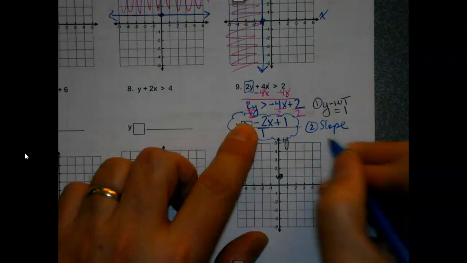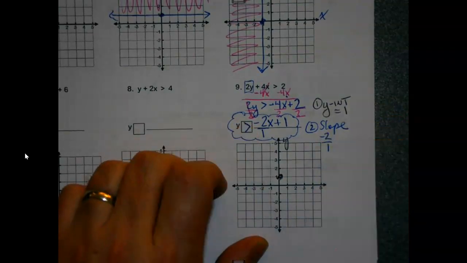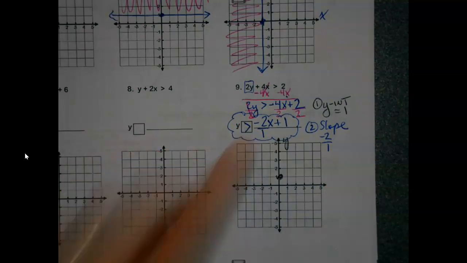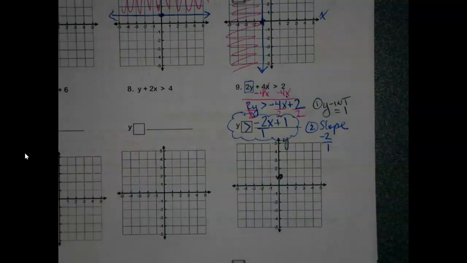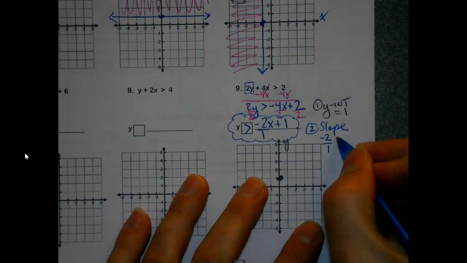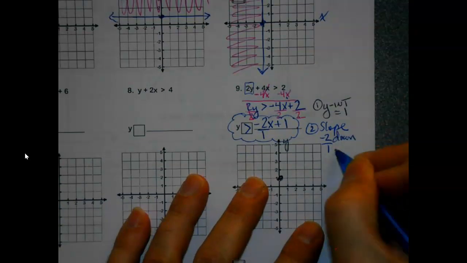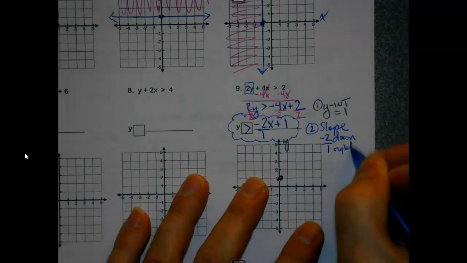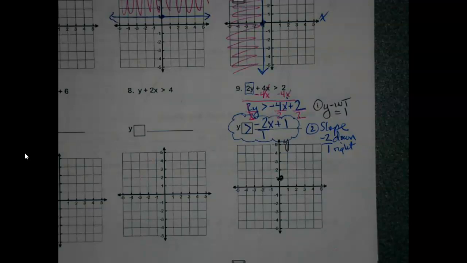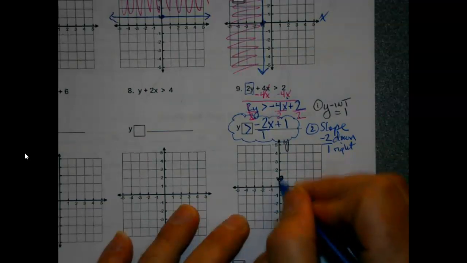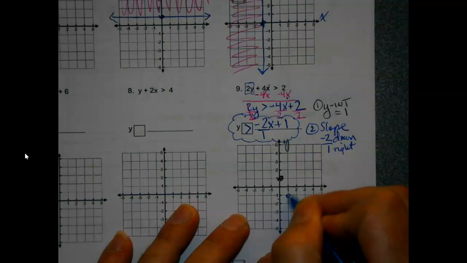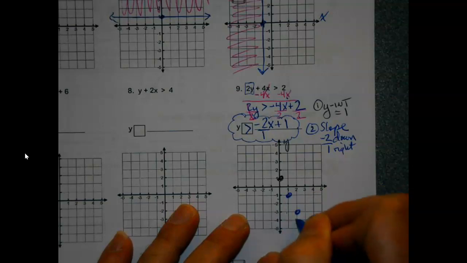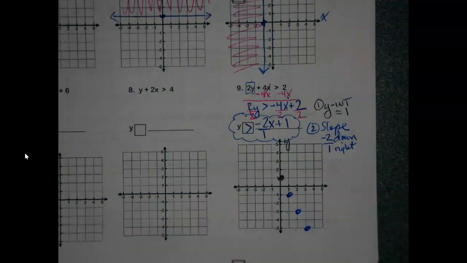And then for my slope, again, the negative only goes on one number. I'm going to put it on the top. Two down and 1 right. 2 down, 1 right, 2 down, 1 right. Could I technically make my line at this point? Probably. I'd be okay.